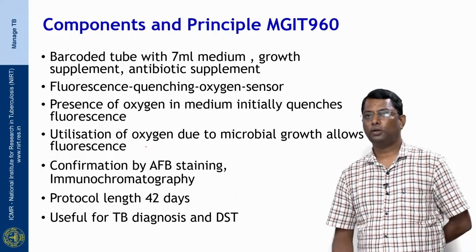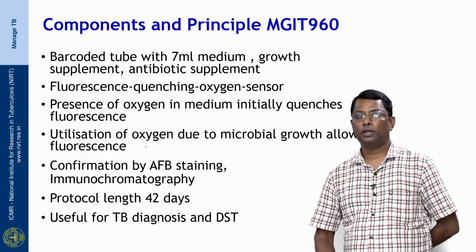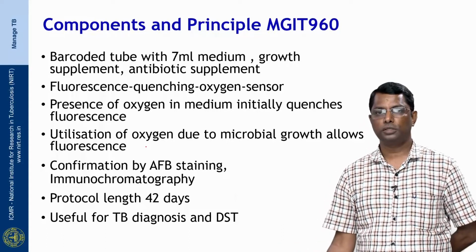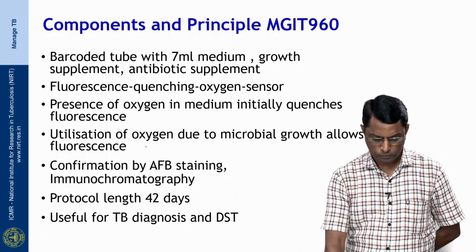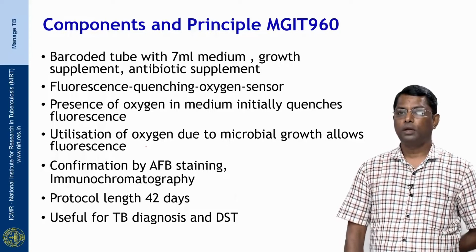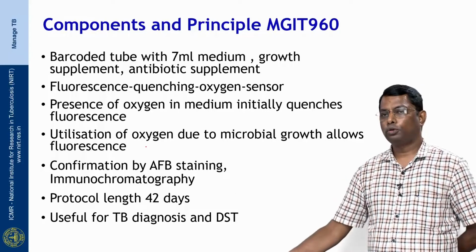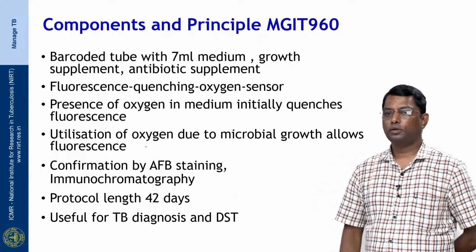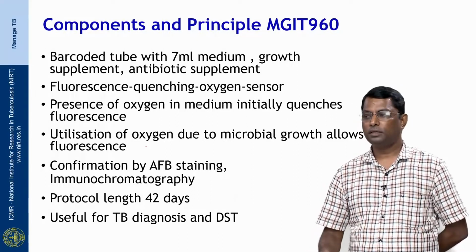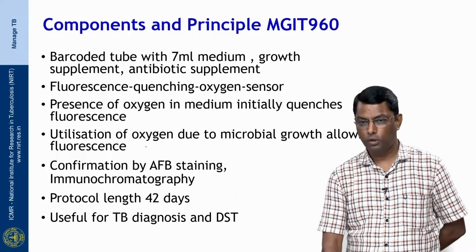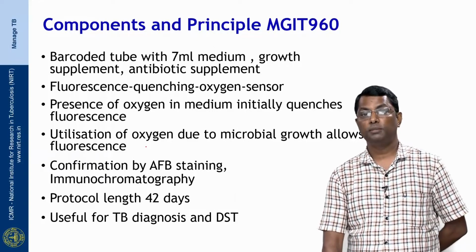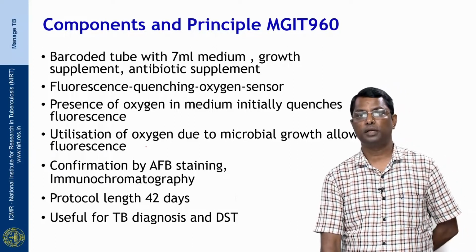Once a particular threshold is reached, the tube turns positive, but we cannot take this positive as Mycobacterium tuberculosis growth. So, we need to confirm it. Now, this confirmation is done by AFB staining and immunochromatography. The total growth period allowed is 42 days. That is, to call a sample negative, it will require 42 days, but any positive sample can turn positive from 5 days to 42 days. So, it is useful for both TB diagnosis as well as for drug susceptibility testing.